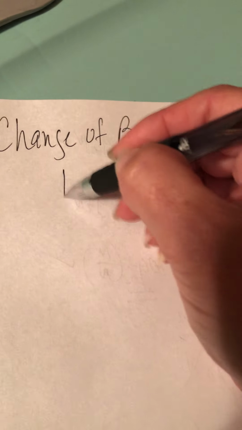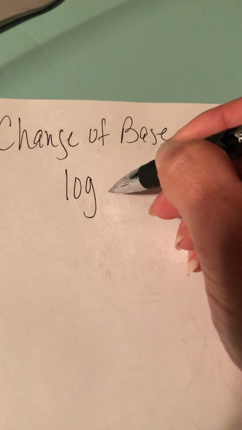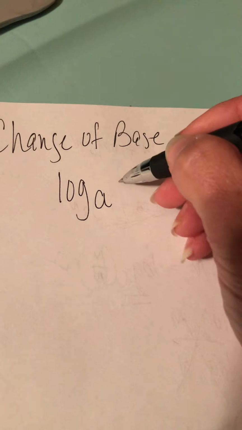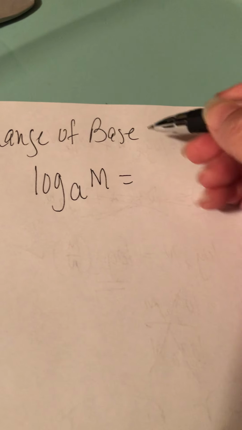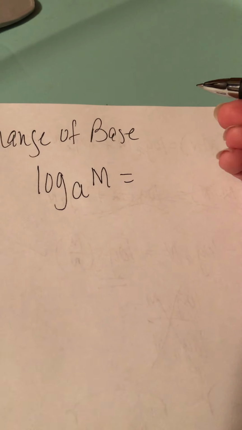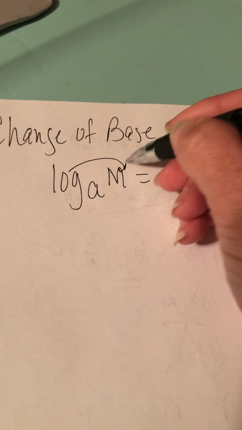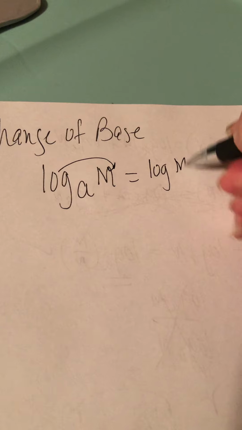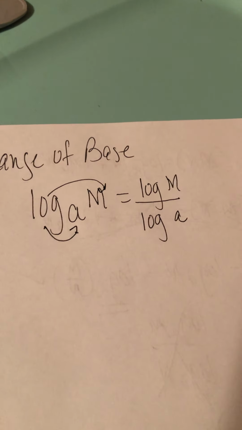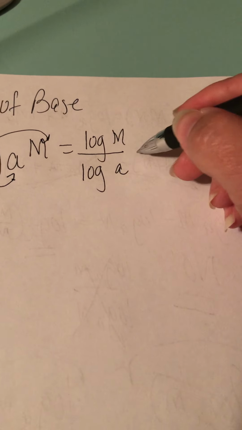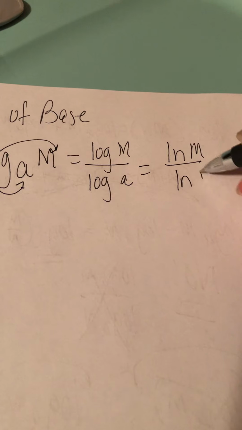Okay. And finally, let's talk about the change of base formula. If you have log base A of m, what you can do with the change of base formula is change it into a log base 10. You can take the log of m and put it over the log of A. And that'll be a log base 10. And also know you can use a natural log and get the exact same result.